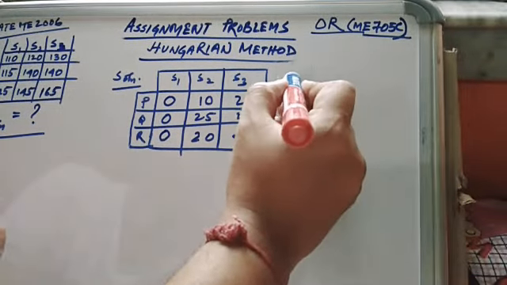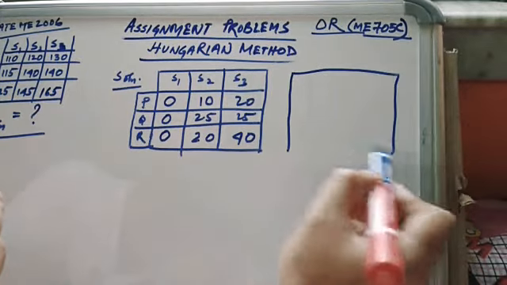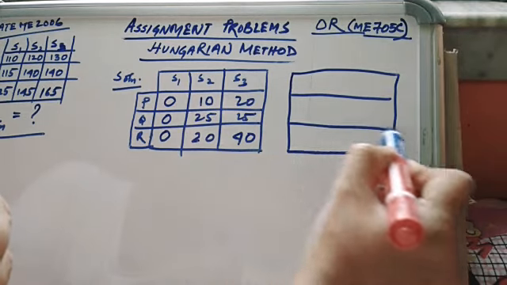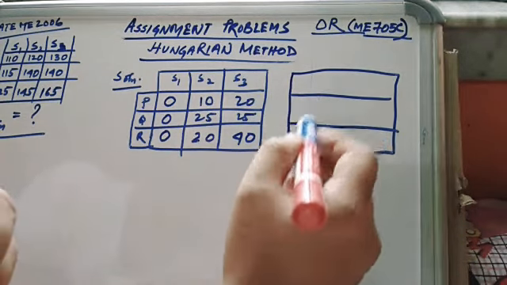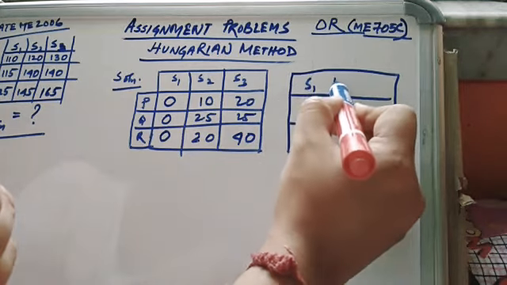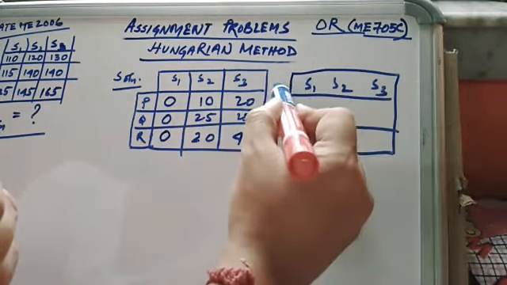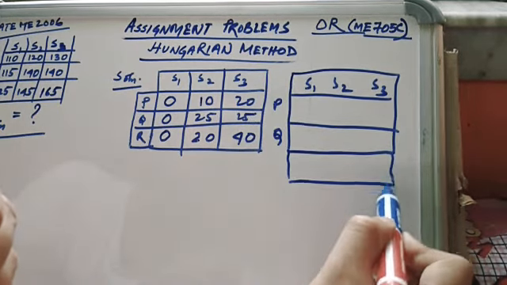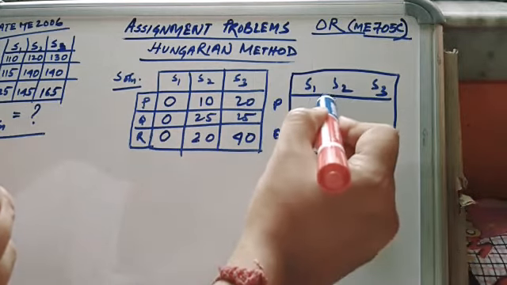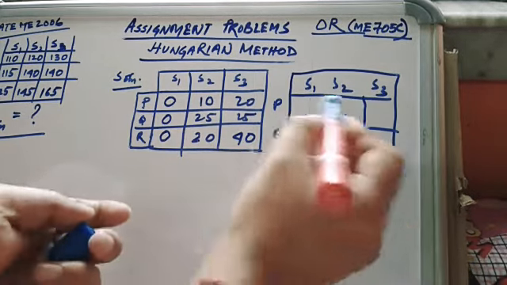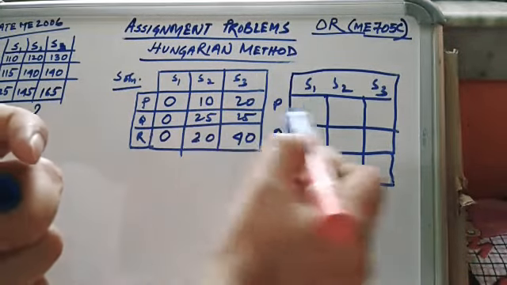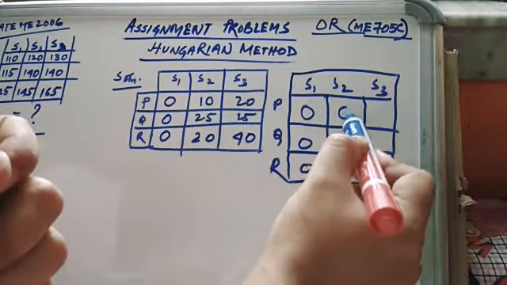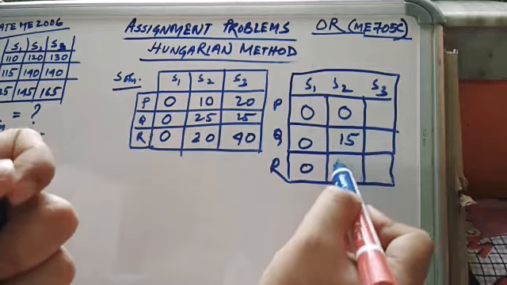So performing the column operation, you have to make a new table. This one is S1, S2, S3, and this one is P, this one is Q, and this one is R. Now if you perform the column operation, this remains the same, 0, 0, 0, and in this one the least is 10. So this is 0, this becomes 15, and this is 10.